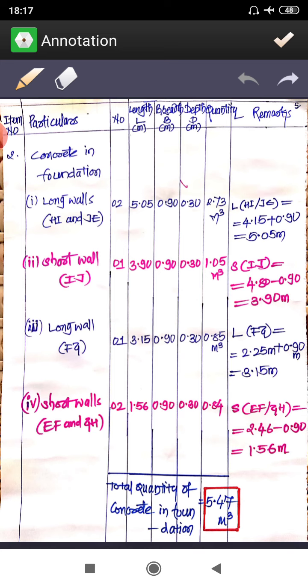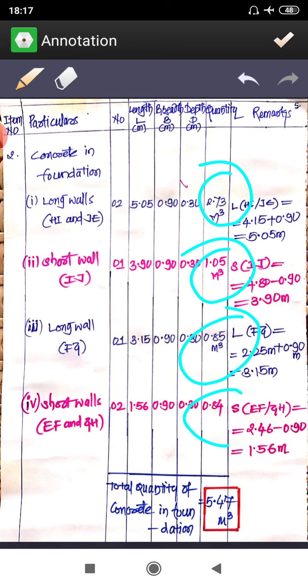For long wall FG, here it is 1 into 3.15 into 0.9 into 0.3, so it is 0.85 meter cube. For short walls EF and GH, here having two numbers, 1.56 is the length, 0.9 is the width, 0.3 is the depth, so you'll be having 0.84 meter cube as quantity. Now all together, if you add 2.73, 1.05, 0.85 and 0.84, you'll be having the total quantity, that is 5.47 meter cube for concrete in foundation.